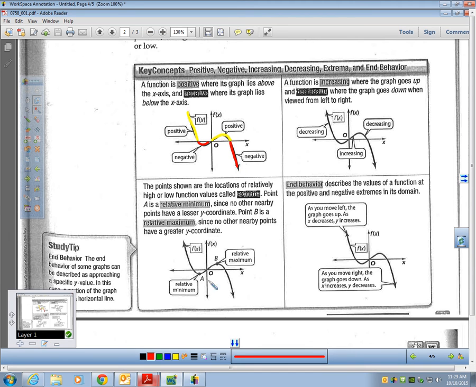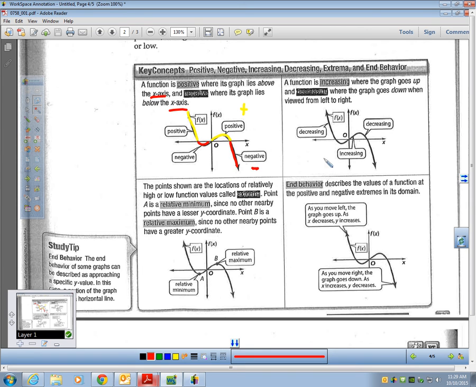So yellow was positive. That's where I was above the x-axis. Red is negative. That's where I was below the x-axis. Again, if I misspoke earlier, I apologize. Unfortunately, I can't rewind the video to there and make it right. It's the x-axis I'm referring to. Okay? Right here, x-axis. Okay, next.